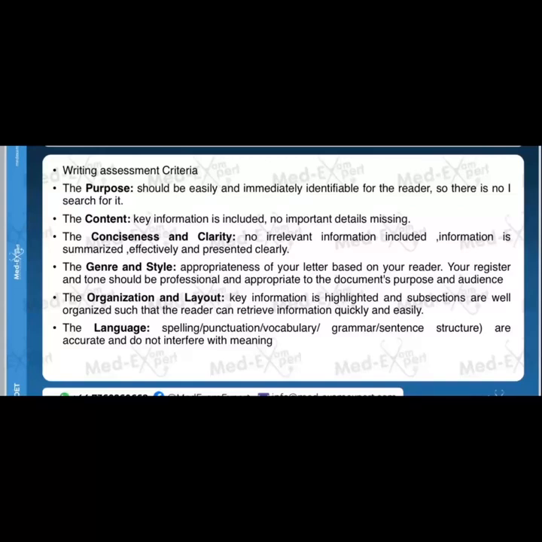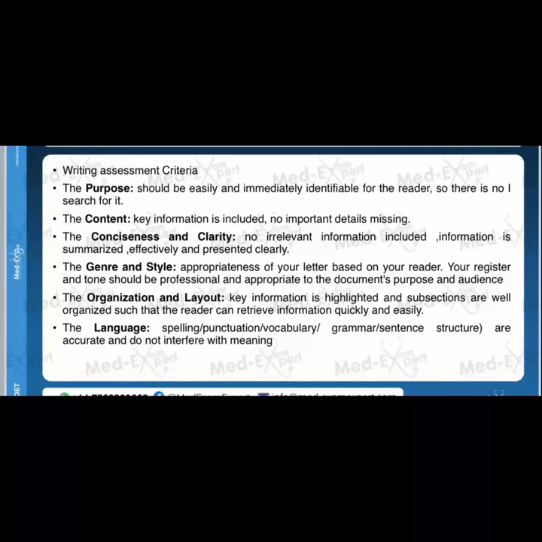The content of the OET letter is the information included. You have to search for the content. It is you who has to decide which information should be written, which information you are going to deliver. Conciseness and clarity: no irrelevant information included. We know that the OET exam requires that there should be no irrelevant information. Information is summarized effectively and presented clearly.